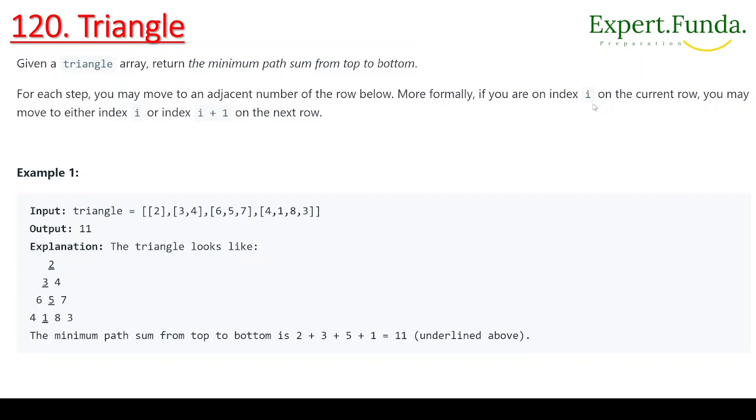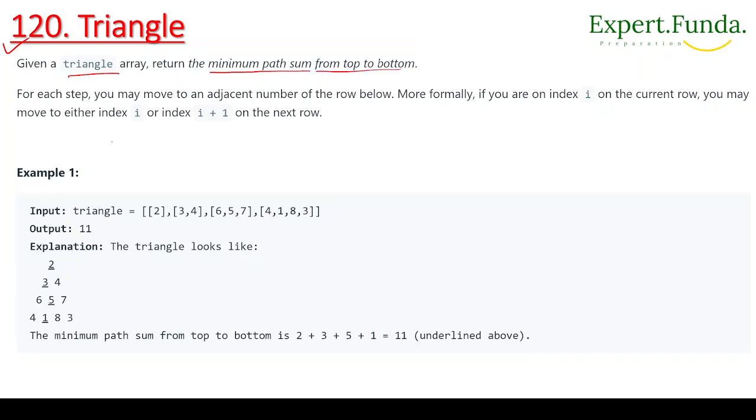So this is the next question in this playlist, and we are going to understand the matrix style DP questions. This is the second question we have here, 120 Triangle. The question is a triangle array. We have to return the minimum path sum from the top to bottom.